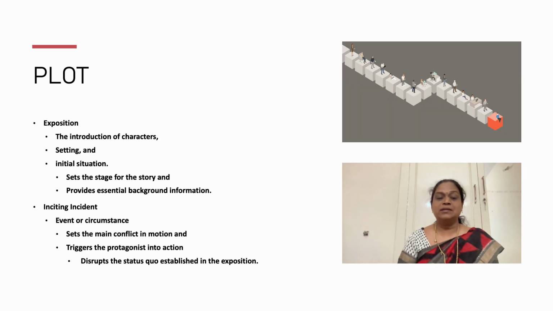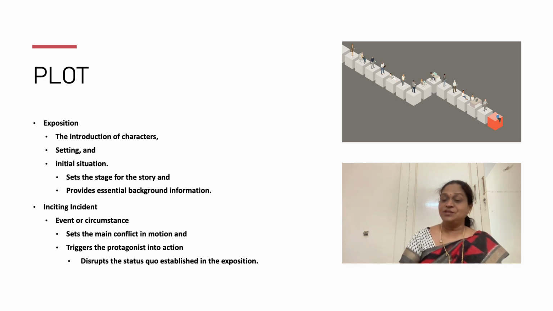Now, to begin with, in a plot, you will find an exposition wherein the characters are introduced, setting is introduced, and then there is an initial situation which sets the stage for the story, and it provides the much needed background information. Then, after the exposition, you have the next part of a plot, which is the inciting incident.